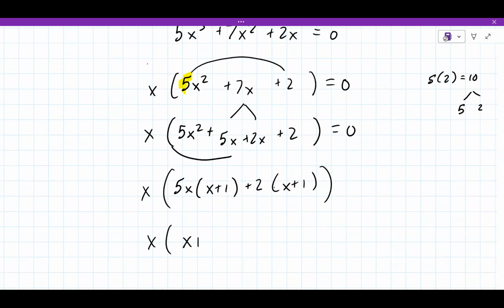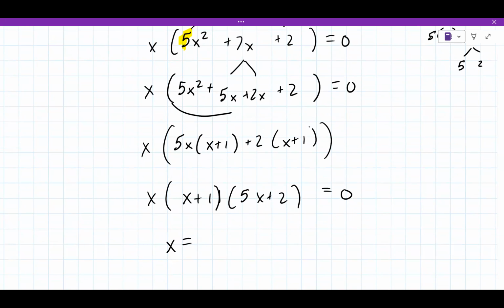You factor out the x plus 1 that's in both, and then the 5x plus 2. And you set everything equal to 0. You set x equal to 0, x plus 1 equal to 0, 5x plus 2 equal to 0. So x equals 0, -1, and -2 divided by 5. Yes. And you can see that it does work out kind of nice. They made it a little more complicated.